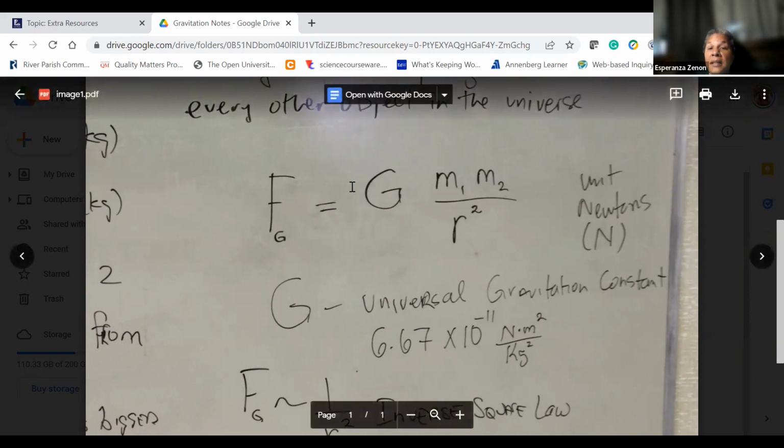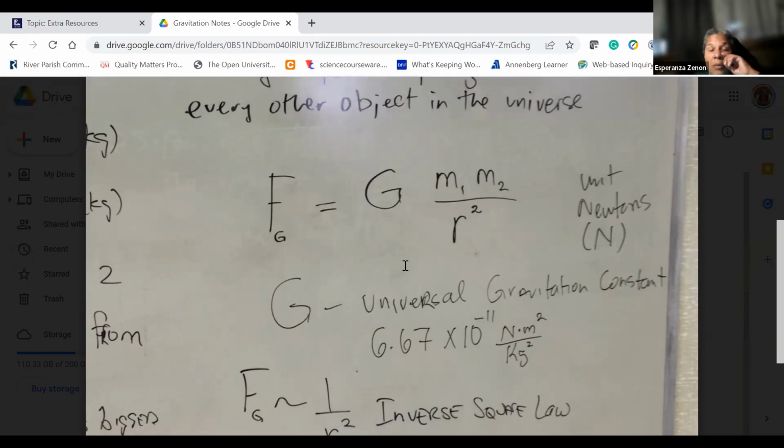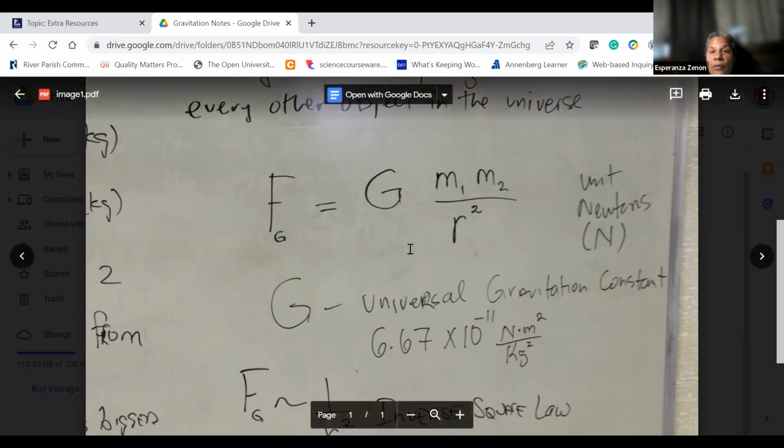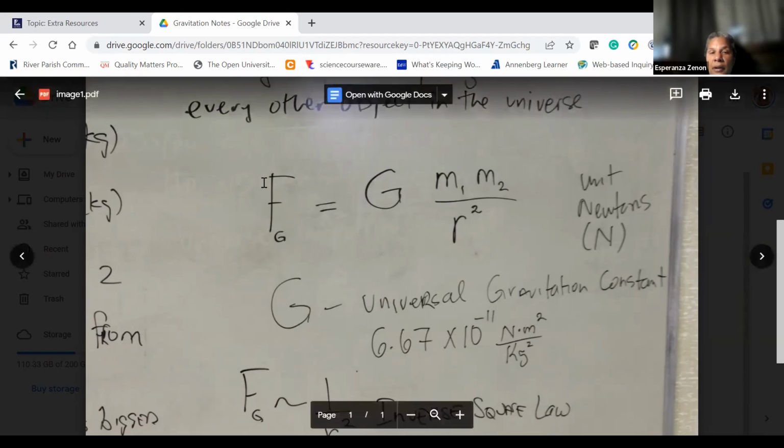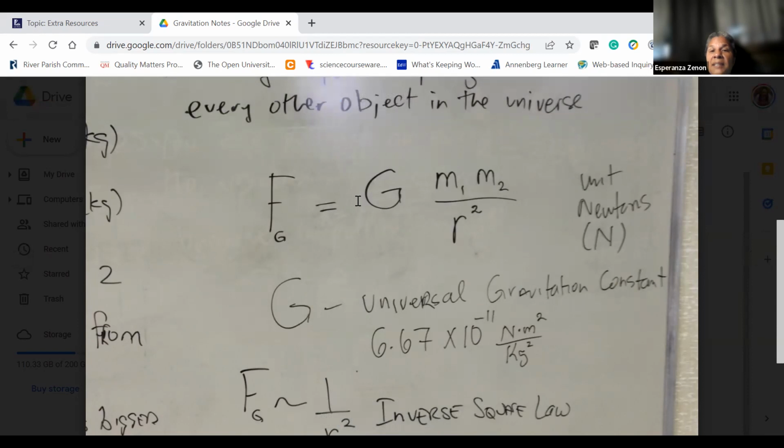Now, this big G, that's not a number that Newton came up with. Newton came up with the M1, M2 divided by R squared. So he knew through his own work that if you multiply the masses, that helps you to figure out the gravity force. And if you divide by the distance squared, that helps you to figure out the gravity force. But this big G was actually discovered 100 years after Newton by a fellow named Henry Cavendish.